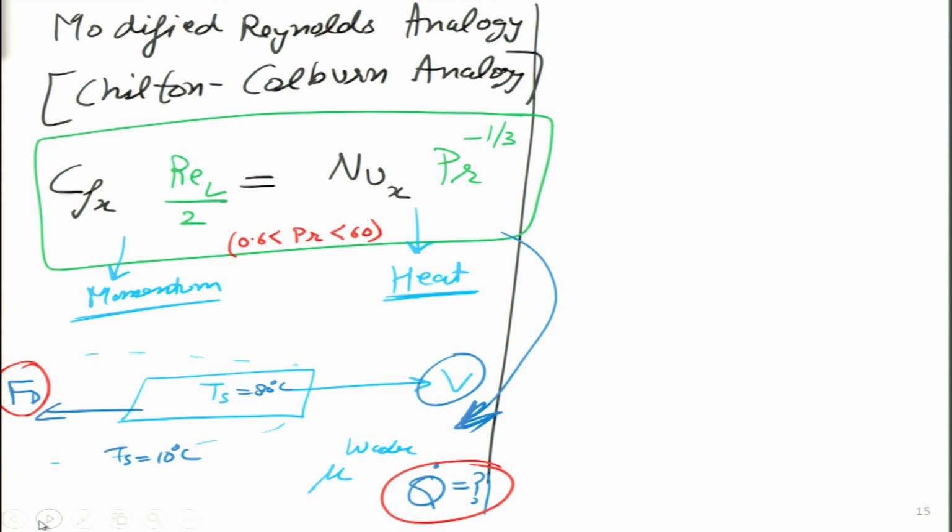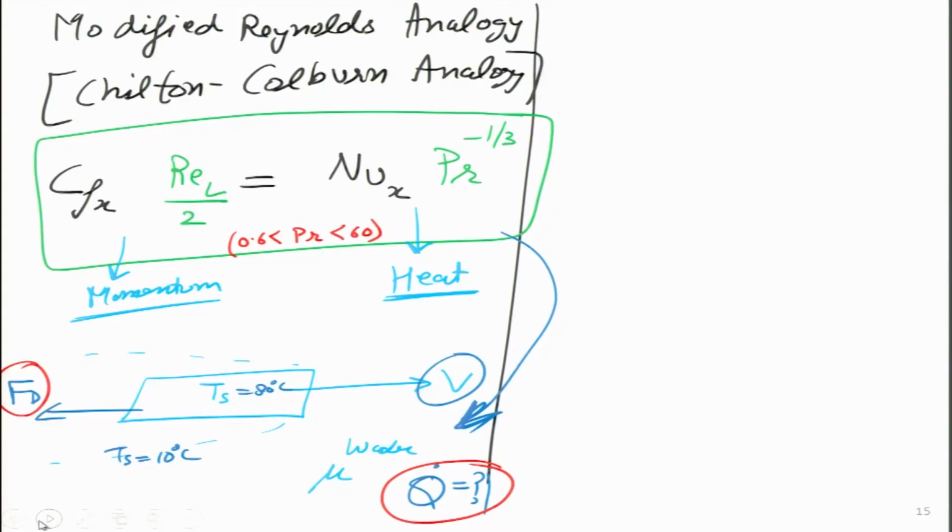Chilton-Colburn analogy, which actually gives a very beautiful relationship between Cfx and Nux. So, if you know one, I can calculate the other. If I know Nusselt, I can calculate Cf. Cf directly gives me drag force, Nusselt will give me the rate of heat transfer. Then one example I have shown over here, this can also be true for an aerofoil.